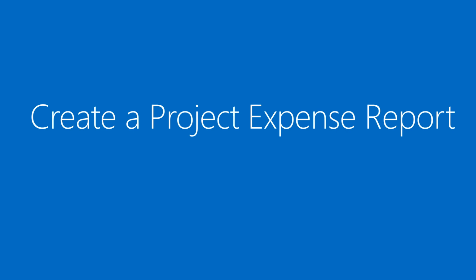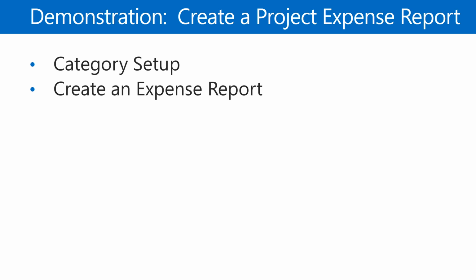Let's take a look at how we create a project expense report. During this demonstration, we'll take a look at the category setup, because when you set up a category, you can enable it for project use and expense use. So we'll just take a look at the toggle that you need to toggle. Then we'll go in and we'll create a project expense report.